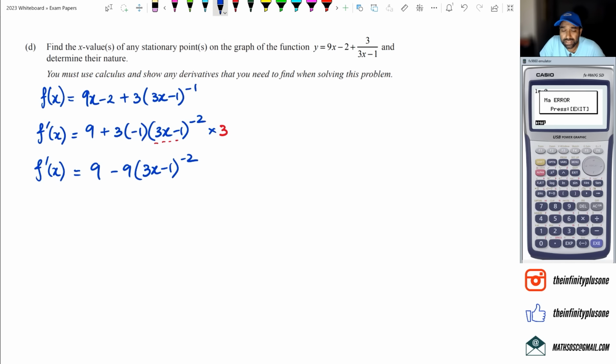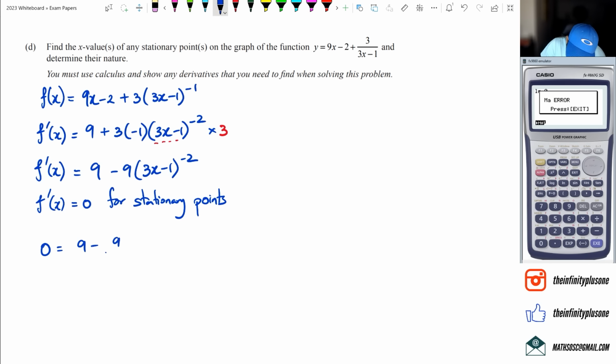So we know that at a stationary point f'(x) equals 0. So we can put f'(x) equal to 0. I'm just going to put that little statement there for stationary points. So 0 is equal to 9 minus 9 times (3x minus 1) to the power of 2.